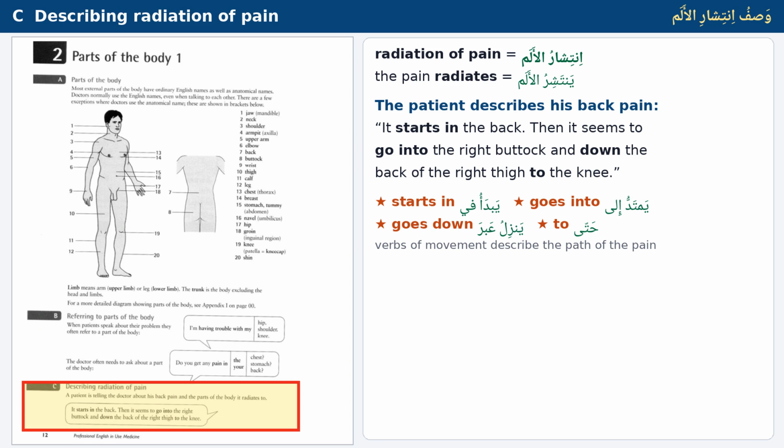He says, it starts in the back. Then it seems to go into the right buttock and down the back of the right thigh to the knee. Beautiful sentence. Look at the verbs of movement.